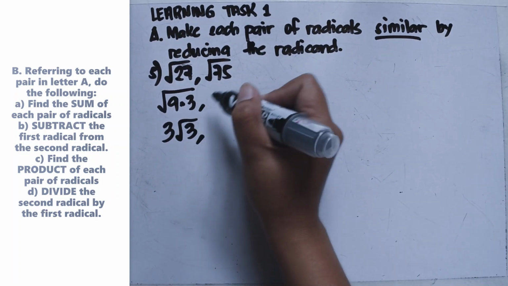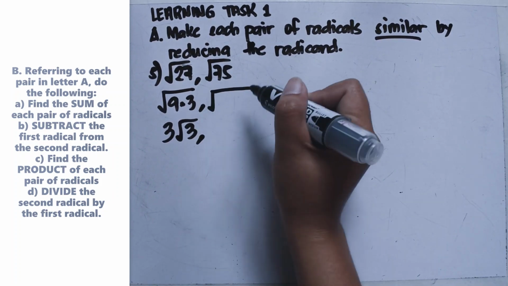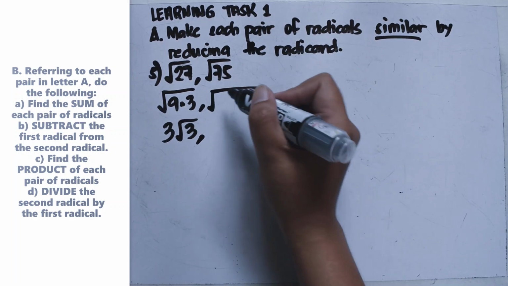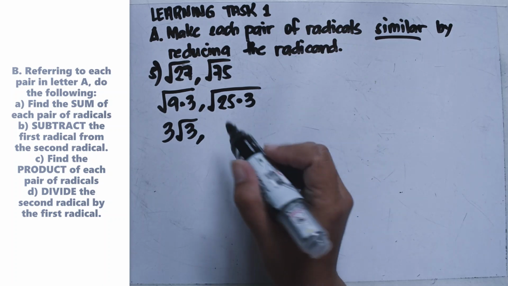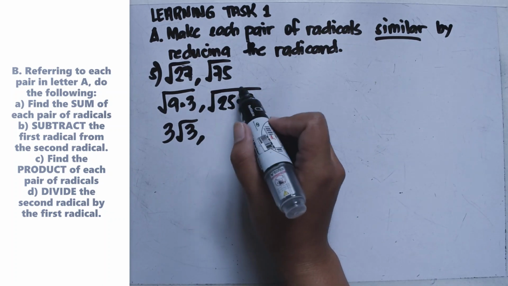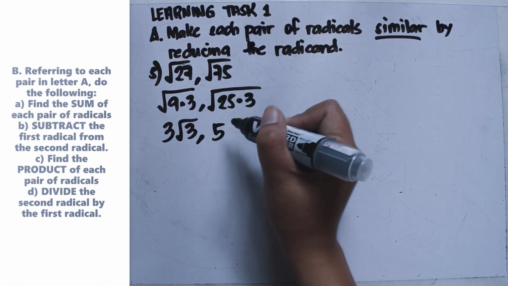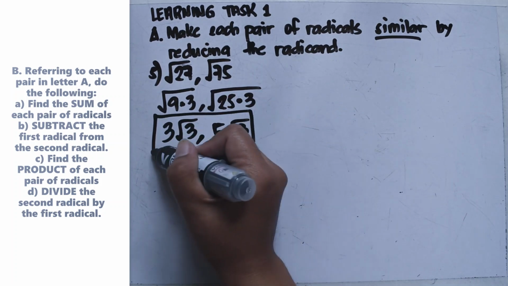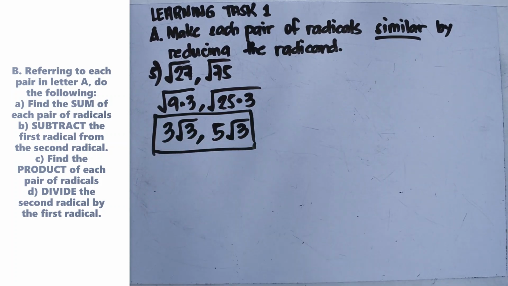So, we have a clue for the second one. We know that the factor we are looking for is 3. So, just divide 75 by 3. What answer will that give? Of course, 25. You know how to divide, right? And what is the square root of 25? Of course, 5. Square root of 3 is left. So, here are our similar radicals: 3 square root of 3 and 5 square root of 3. After we get our similar radicals, we can now answer letters A to D.